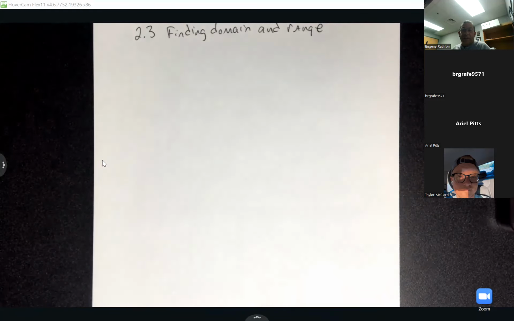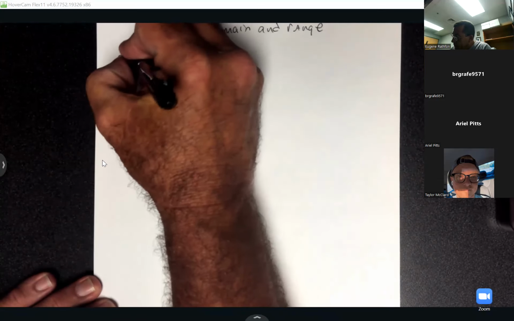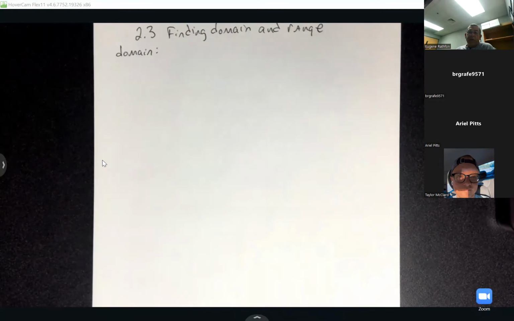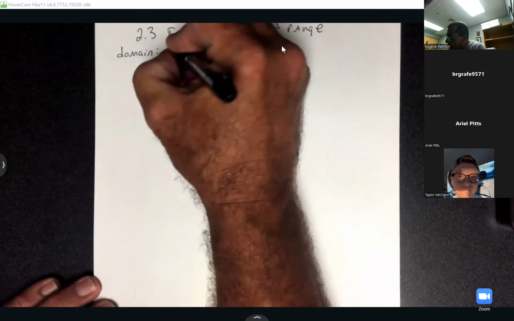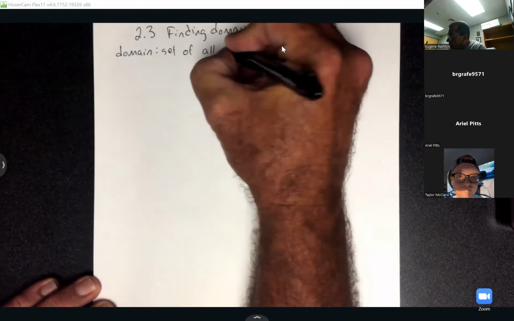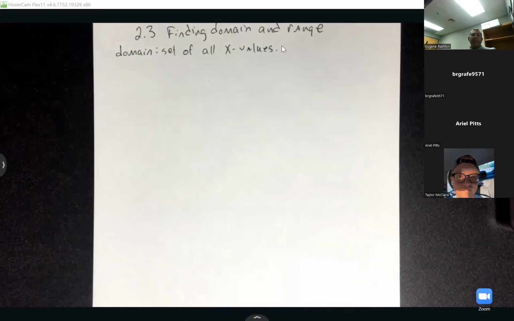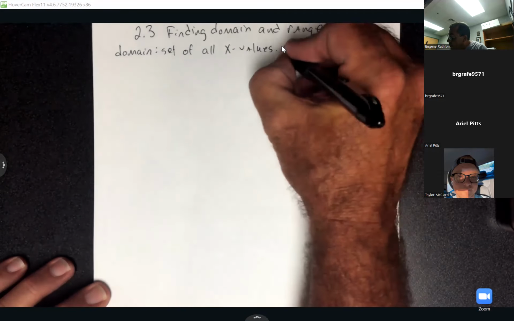All right, so I'm gonna give us some definitions right off the bat. So I'll start with domain. When we look at domain, what we're actually talking about is all the X values of our functions. So it's going to be the set of all X values. And often we call the domain the independent variable.